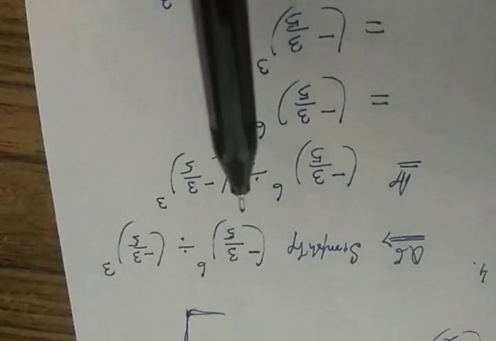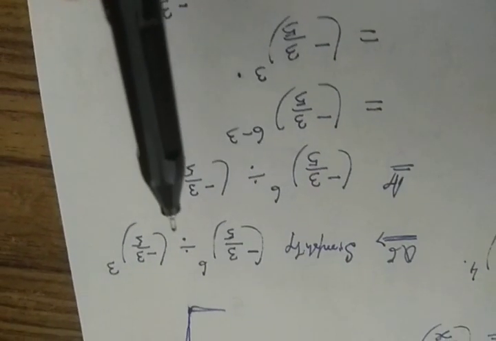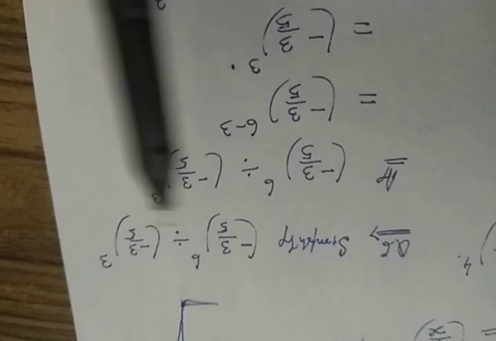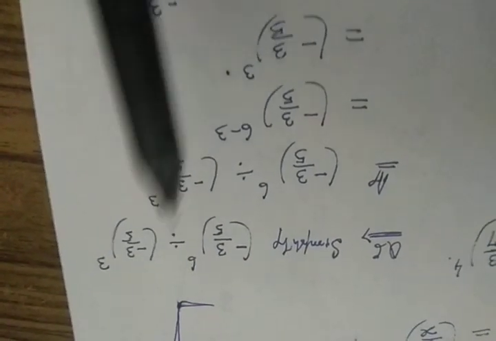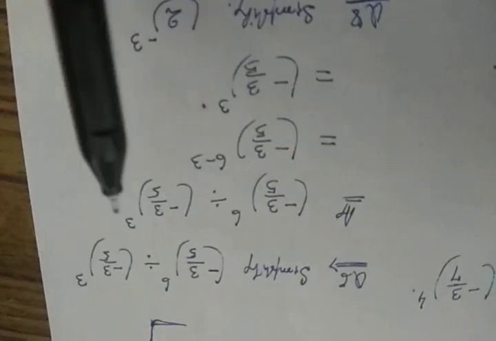Now let's take another example. Minus 3 by 5 to the power 6 divided by minus 3 by 5 to the power 3. Now, see once again, the base is same, but there is division. And so the power should be subtracted. Now, minus 3 by 5, what happens? 6 minus 3. And so your answer should be minus 3 by 5 to the power 3. And that's your answer. Okay.